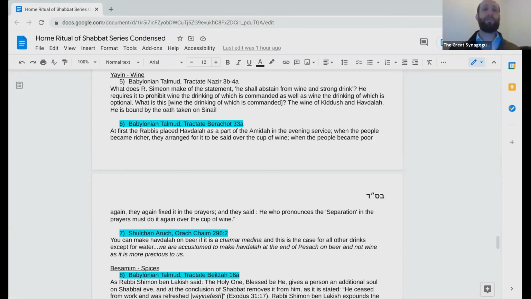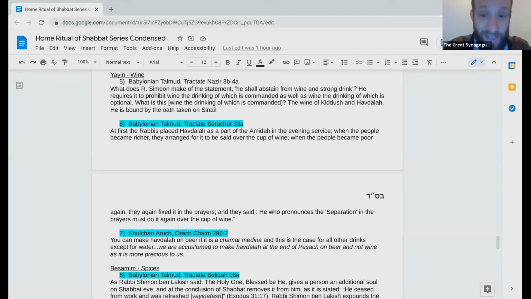7, you can make Havdallah on beer if it is Chamar Medina, and this is the case for all other drinks except for water. We are accustomed to make Havdallah at the end of Pesach on beer and not wine, as it is more precious to us. So Chamar Medina is this idea of a regular drink of the place in which you live, a respectable drink that people enjoy.